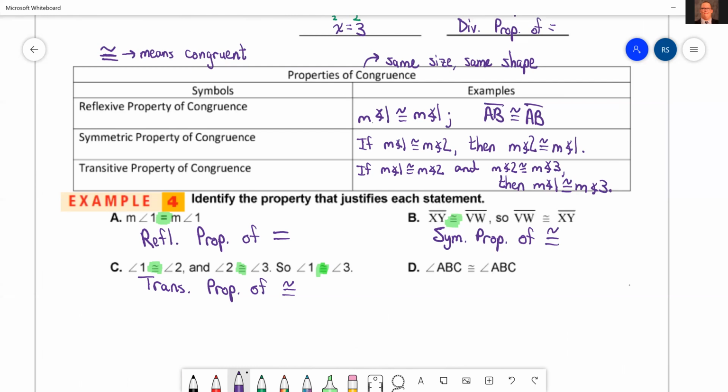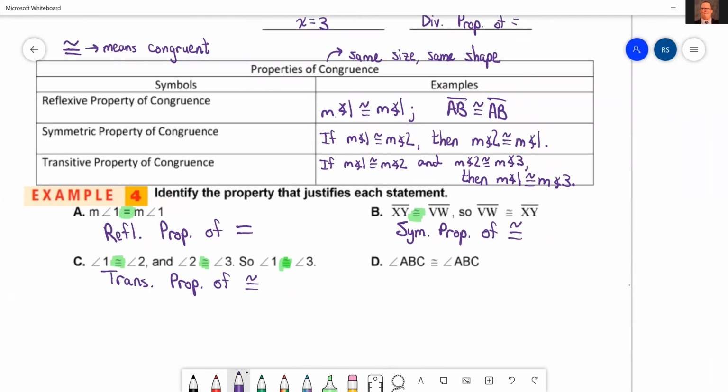And last but not least, angle ABC is congruent to angle ABC. Okay, so it's the same. So it's going to be the reflexive property. What's it the reflexive property of? Well, here's your sign. The reflexive property of congruence.